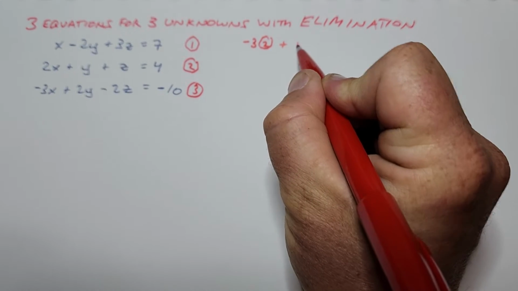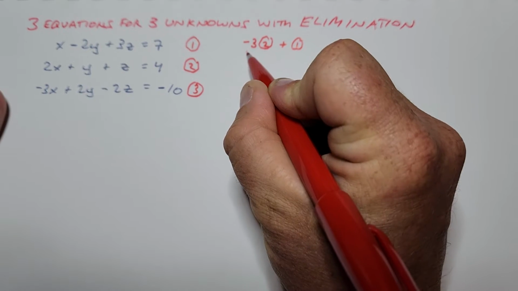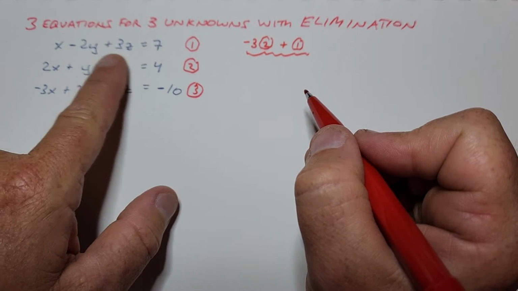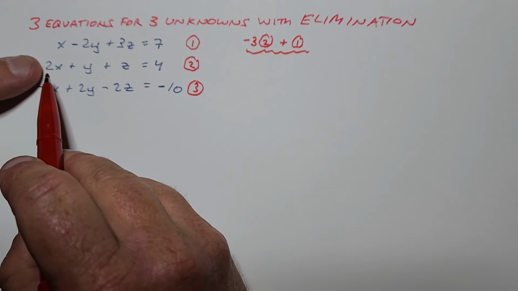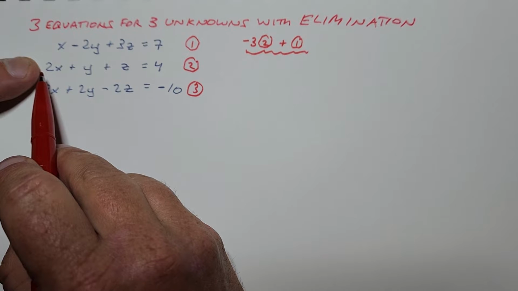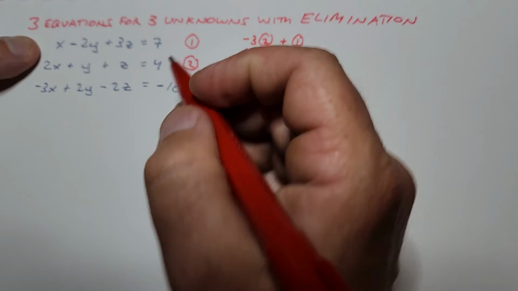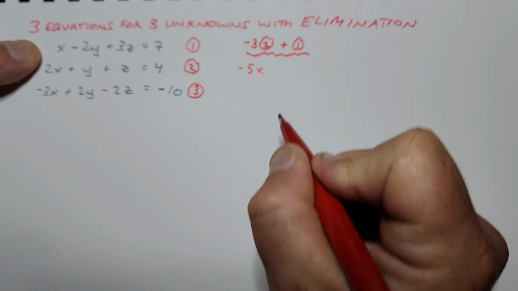And the idea there is that the term with the z's will cancel. So let's see what happens if I do that. I'm going to do negative 3 times this equation, and I'm going to add it to the one right above. Well, let's do it. Negative 3 times 2 would give you negative 6. And then plus 1 would give you negative 5. So we get a negative 5x.